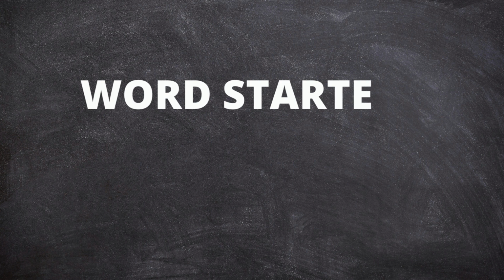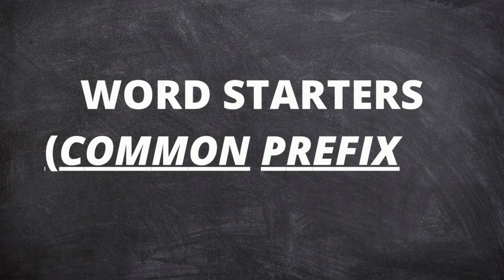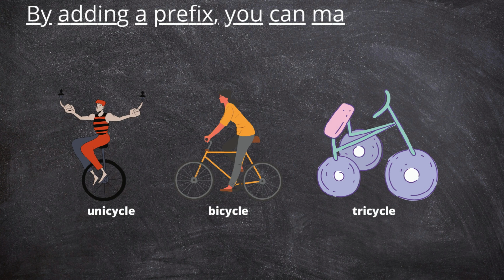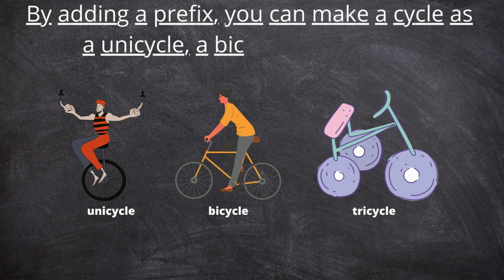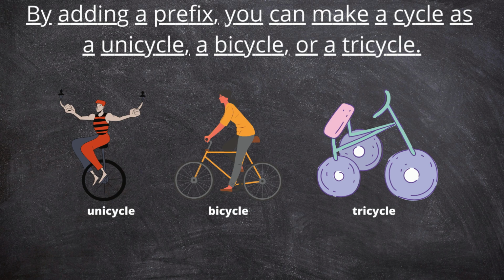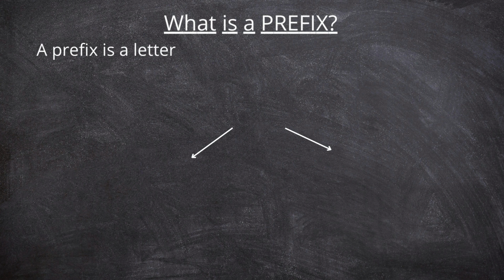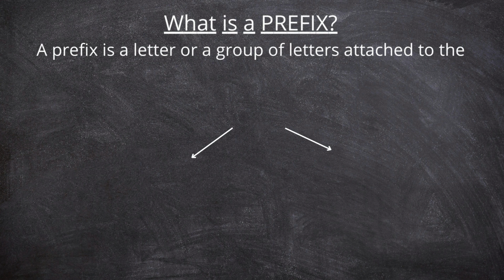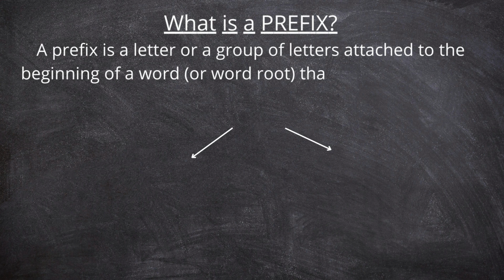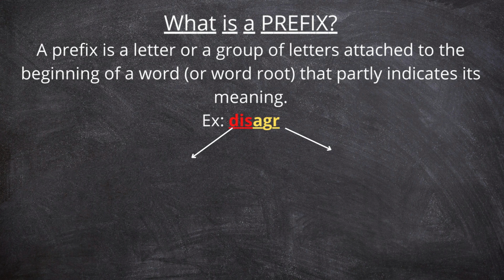In this video, we will learn about the word starters, also known as common prefixes. By adding a prefix, you can make a cycle as a unicycle, a bicycle, or a tricycle. What is a prefix? A prefix is a letter or a group of letters attached to the beginning of a word or word root that partly indicates its meaning.